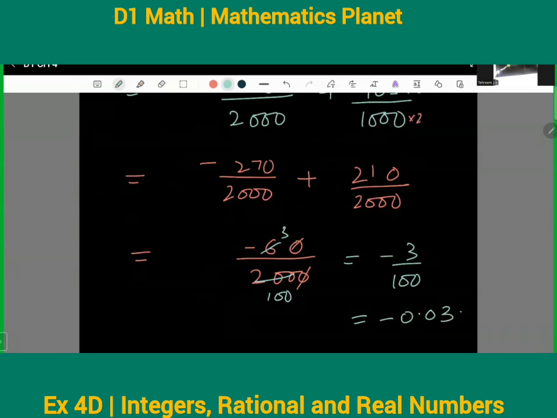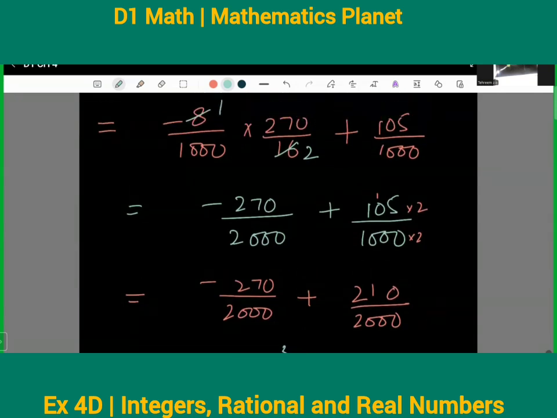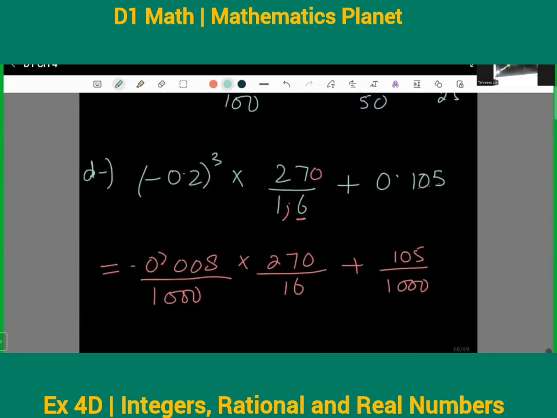Yes, students, did you get this question? The important thing is to remove the decimals. After removing the decimals, the question is not that difficult. Just remove the decimal, you will get the easier part of the question.